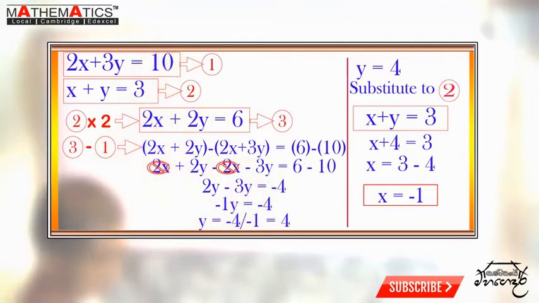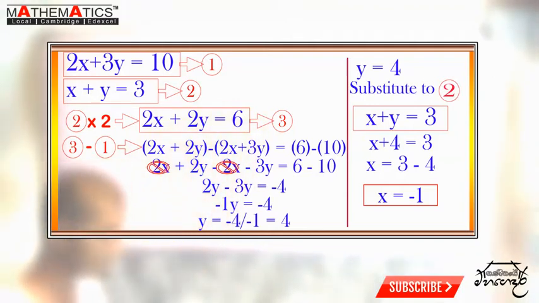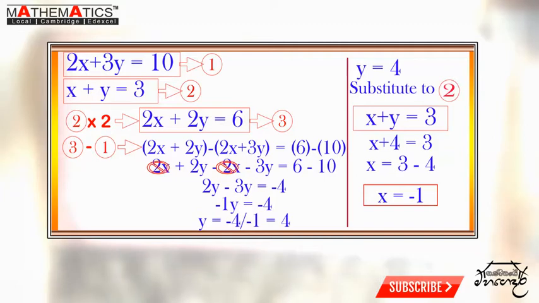Which is the large part? 4 is the large part. Which is the small part? The small part is 3. The difference between 4 and 3 is 1. The sign should be minus. Now you can write x is equal to minus 1.